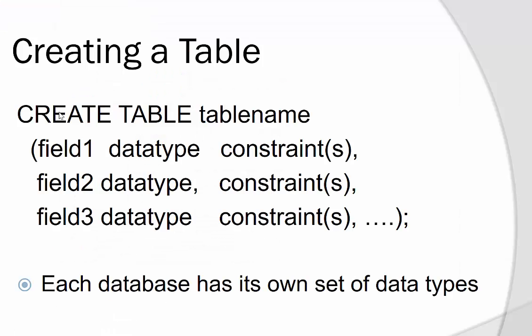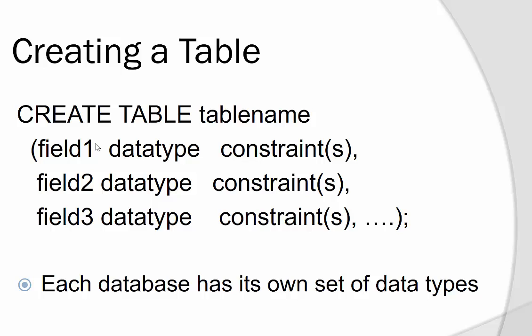You begin with create table and the name that you want to give the table. Here's the syntax for creating a table in SQL. You have the keywords create table followed by the table name. After the name of the table, you have a pair of parentheses. Inside the parentheses, you have a comma-separated list. Each item in that comma-separated list represents one field that will be in that table.